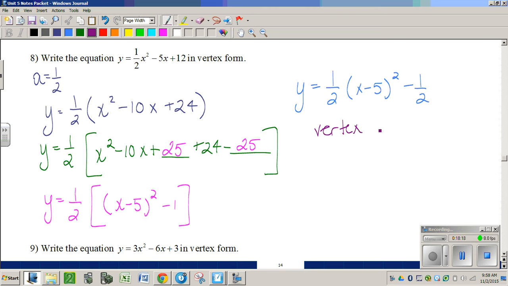Now your vertex is 5, negative 1/2. So again, remember I warned you, we're not always going to have a vertex with integer values. Your y-intercept you could have grabbed right from the very beginning, even though it doesn't say y-intercept. You should have known that your y-intercept was 0, 12. So that's information you can grab along the way. All right, go ahead and take a look at number 9.